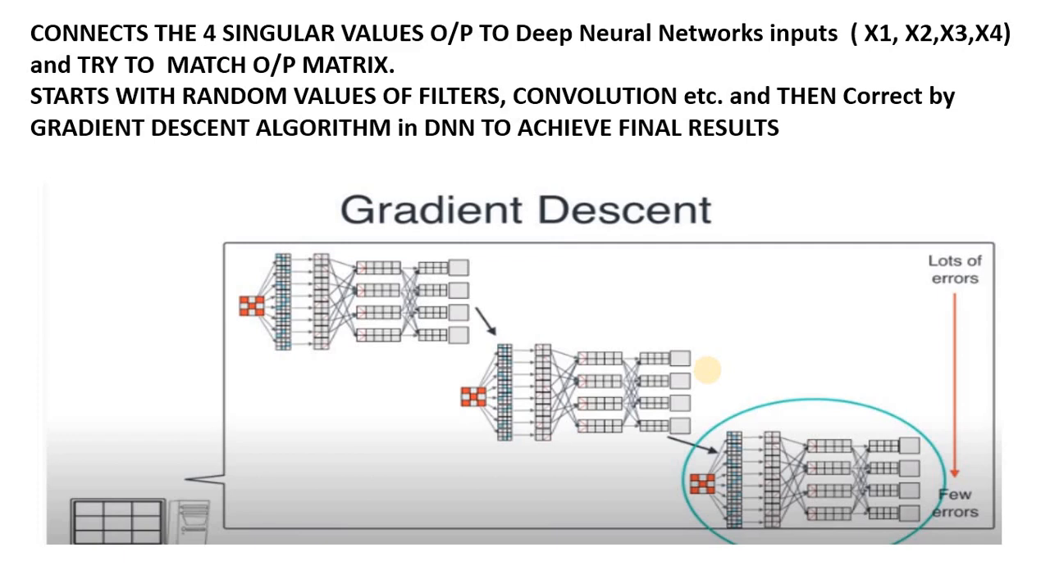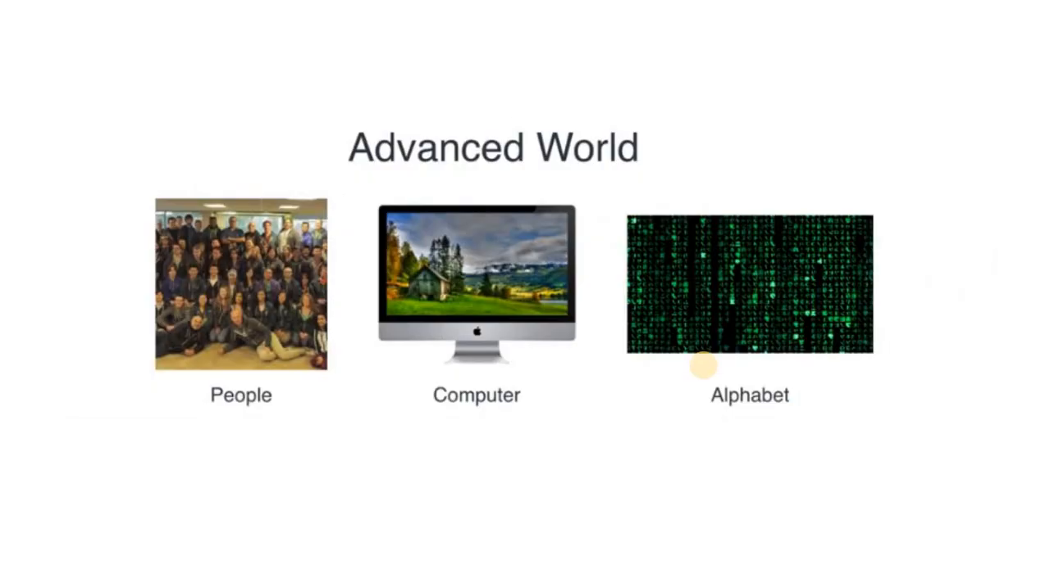So you start with random values of filters, convolution, etc., and then correct the values one by one. As I said, it may not be minus 1 and plus 1, it can be any real number also, and corrected by the gradient descent algorithm in the deep neural network to achieve the final results. And this is the basic fundamental of advanced image processing in physics and other places.